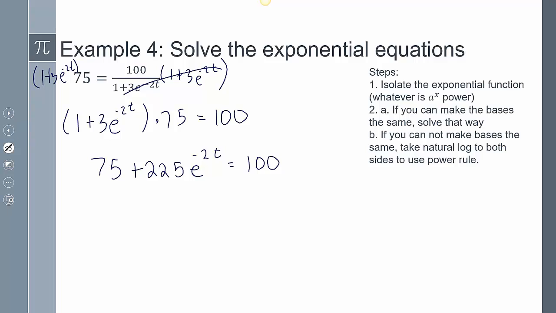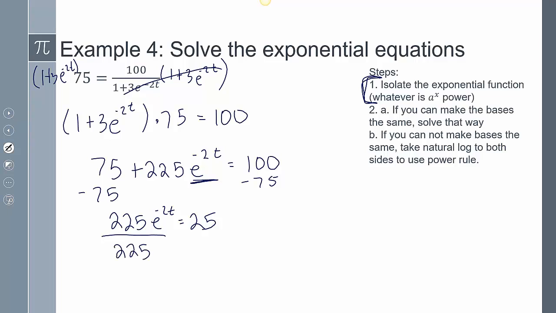So I'm still in this process here. I'm trying to isolate and get that e by itself, or the exponent. I want to get this by itself. So I can subtract 75 on both sides. So I get 225e to the negative 2t equals 25. Divide both sides by 225. I get e to the negative 2t equals, what is this going to be, 1 over 9.